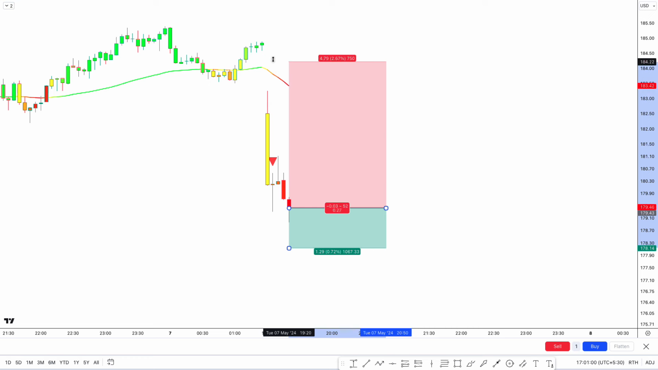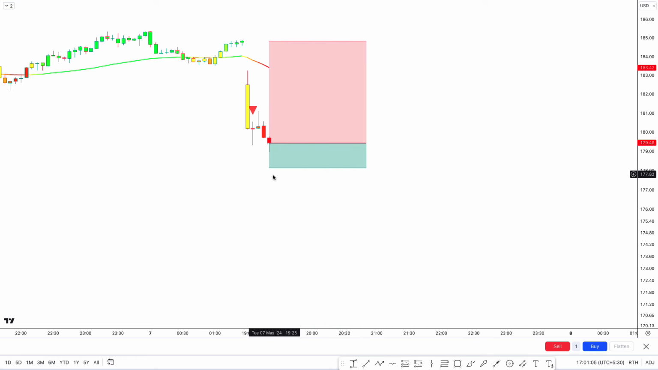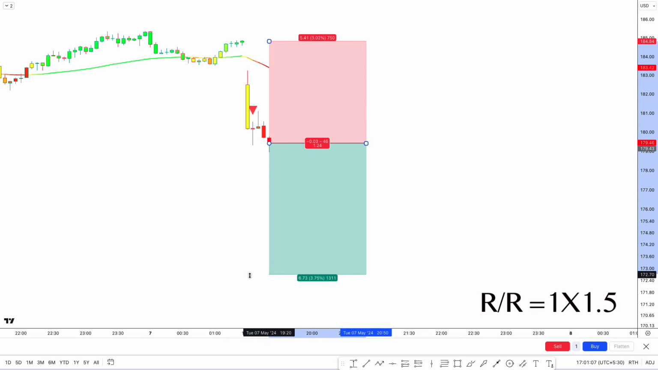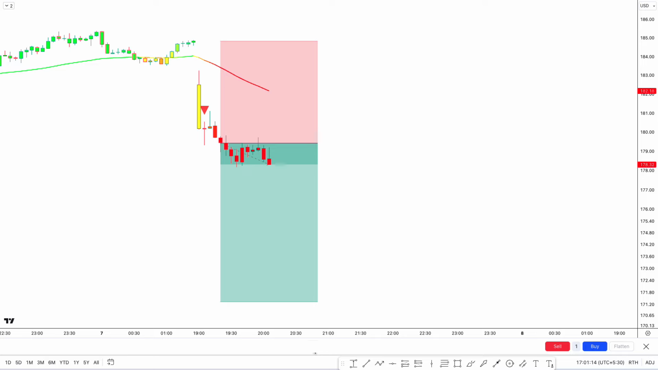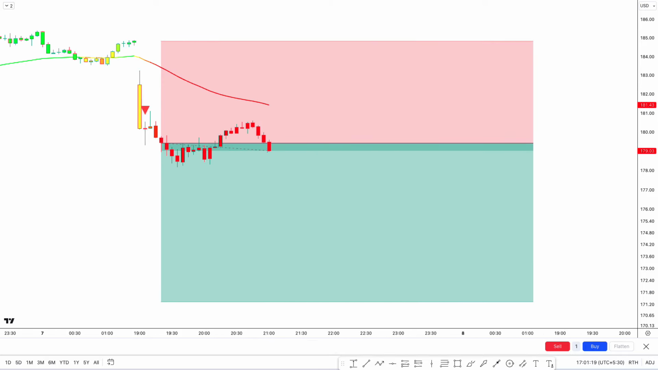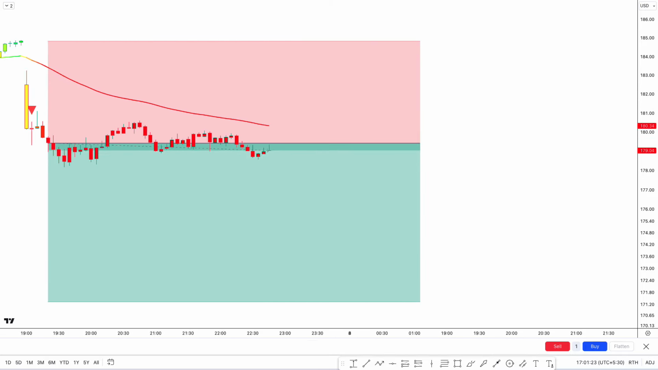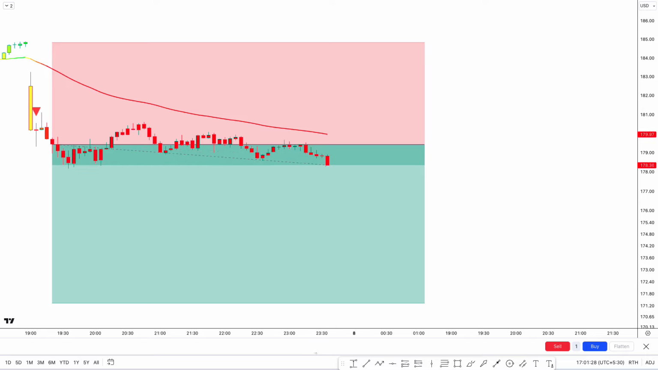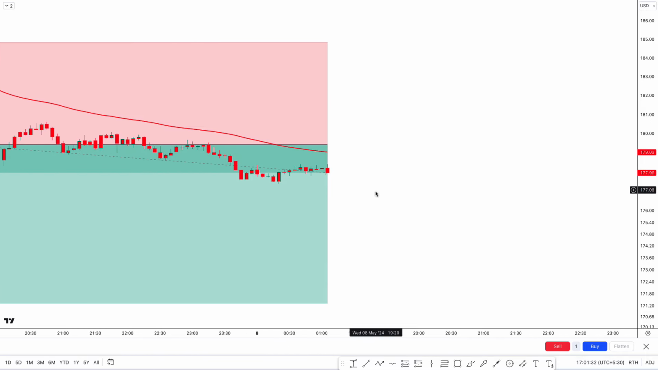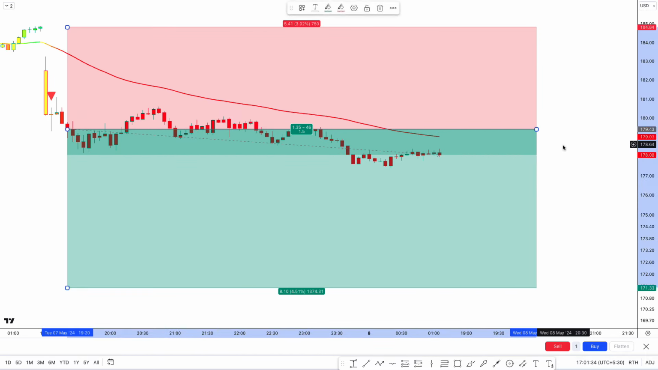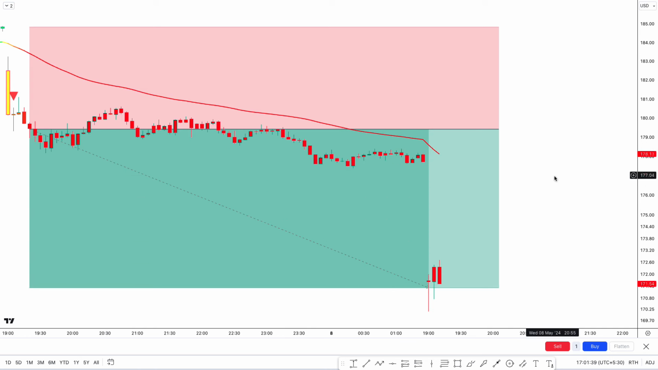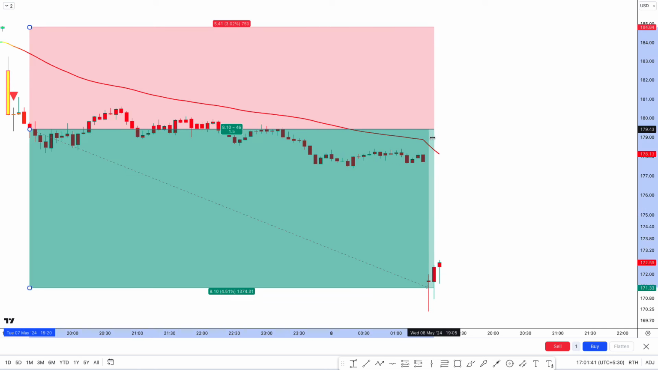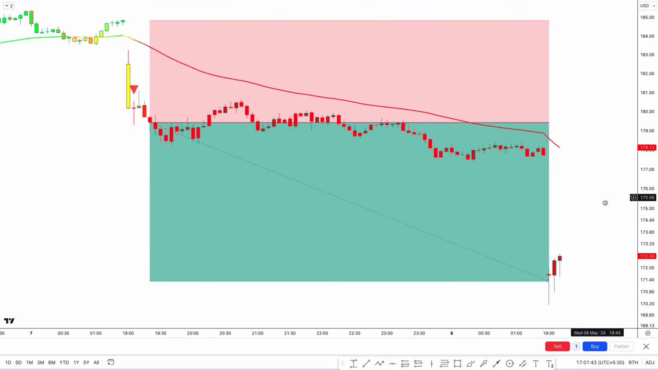Our stop loss is to be placed at the previous high of the market and should be above the MA line, and the risk to reward ratio will be 1:1.5. How does this trade play out? Here the market has not hit either the stop loss or the target. The market has completely hit the target. I hope you must have understood this trading setup.